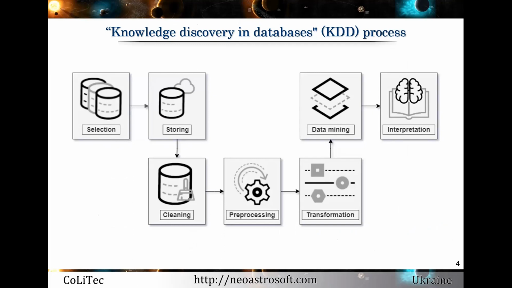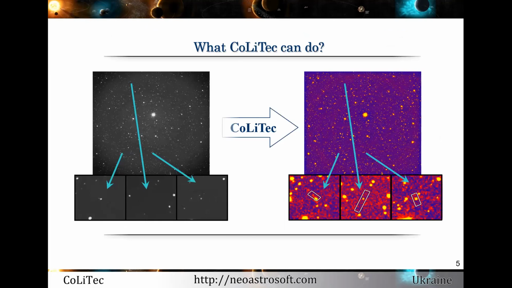So how can we solve them? For the proper processing, we need to use all steps from the knowledge discovery in the databases process, which contains the data mining stage in it. So I want to tell you about the CoLiTec software, which implements all data mining steps during processing the different types of astronomical information, which is fed online in automated mode.